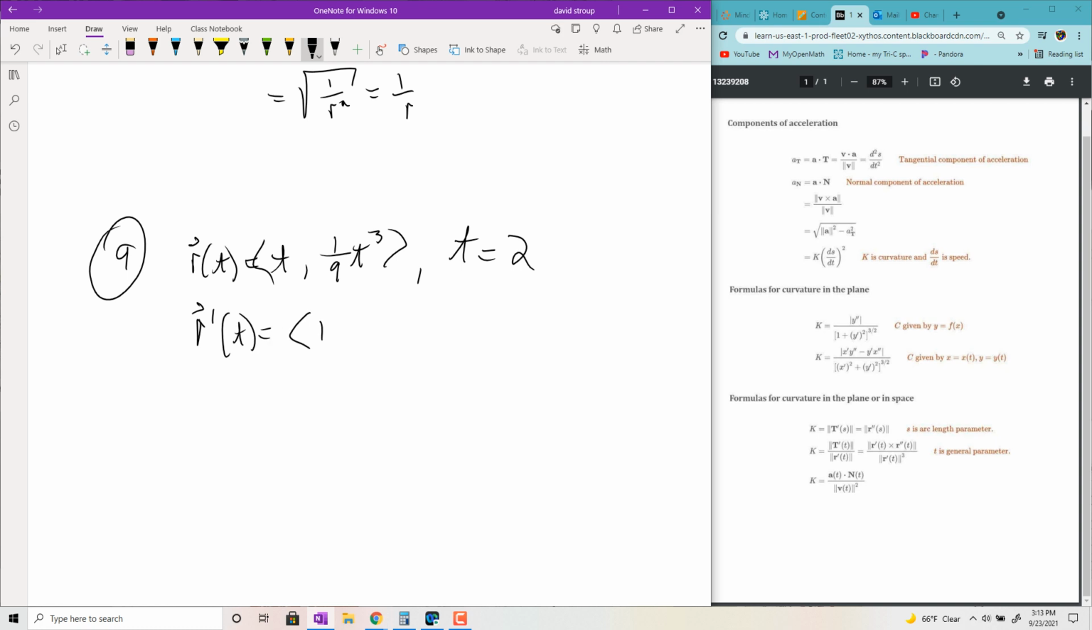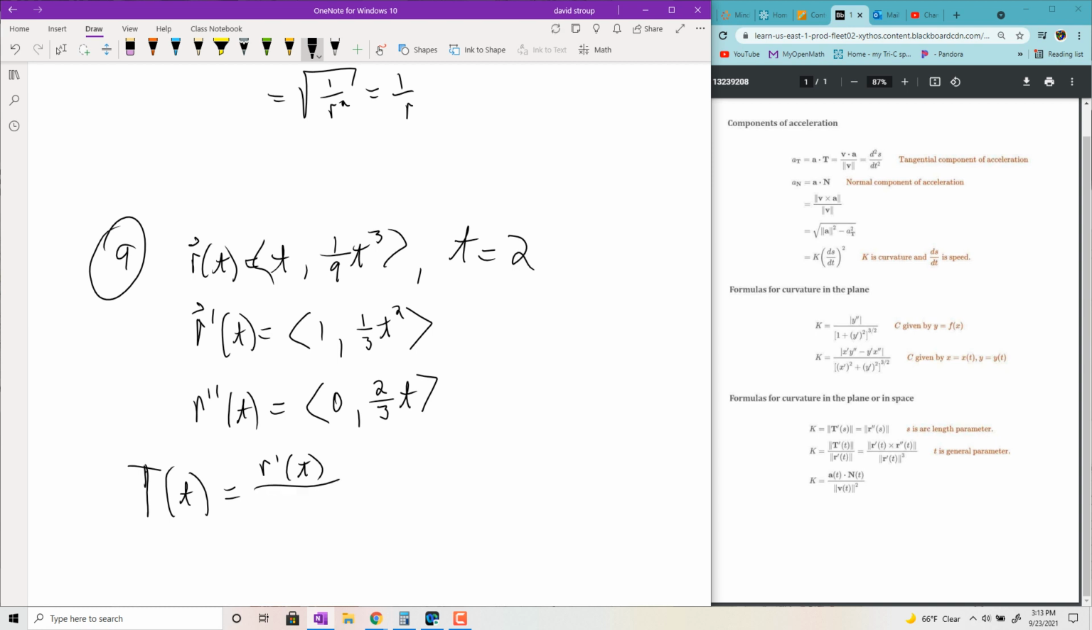Okay, so r prime is 1, 3/9 t squared, so that would be 1/3 t squared. r double prime is then going to be 0, 2/3 t. And you can do a cross product. Is it really even necessary to go that far? Let's not do the cross product. Let's get the T prime of t going, right? So T of t is just r prime of t over the magnitude of r prime of t.